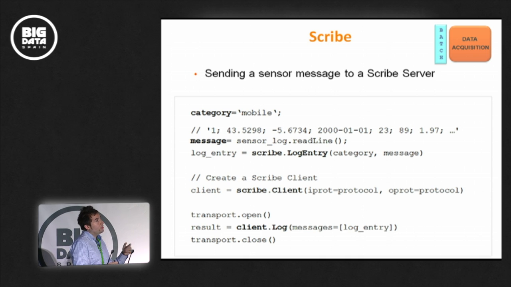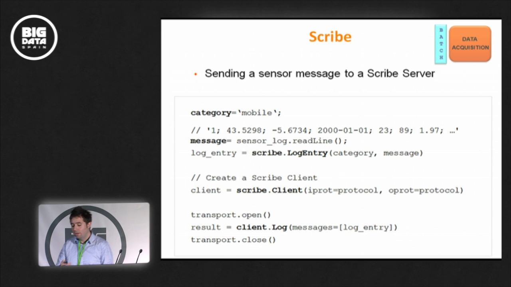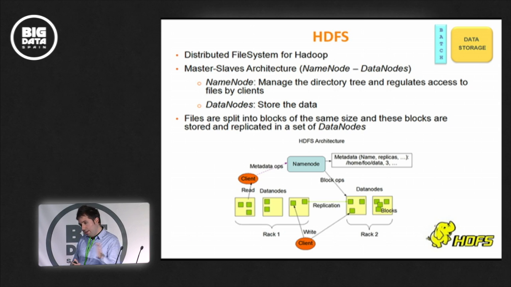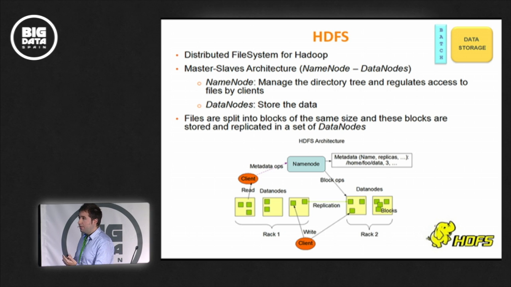We create a new message that basically is to read a line from a sensor log. Then we create a client, send the message, and the information is already in our Scribe system. Well, it's time to go about data storage technologies.